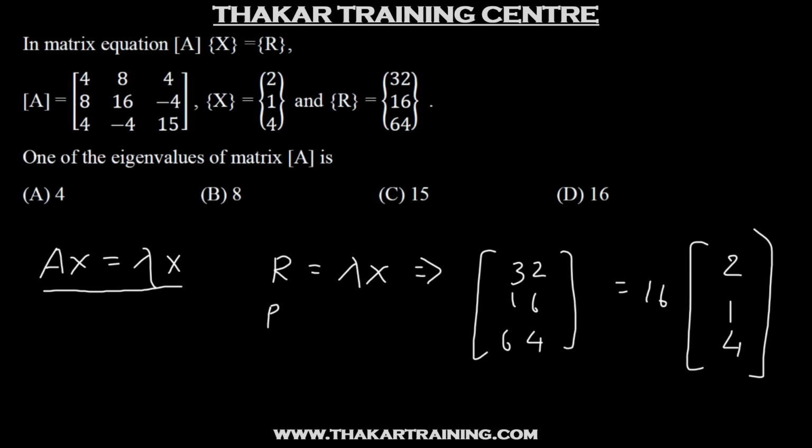So r is nothing but 16x, and we have the equation Ax = r, but r is 16x. So the equation gets satisfied as Ax = 16x. So 16 is the eigenvalue of this matrix. 16 is one of the eigenvalues of this matrix. We don't have to do all the calculation for a 3 by 3 matrix by using the characteristic equation. It is based on the definition of eigenvalues and eigenvectors. Alright.